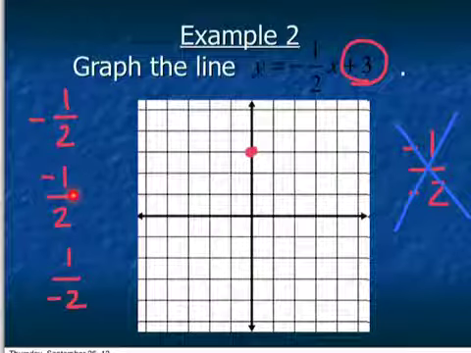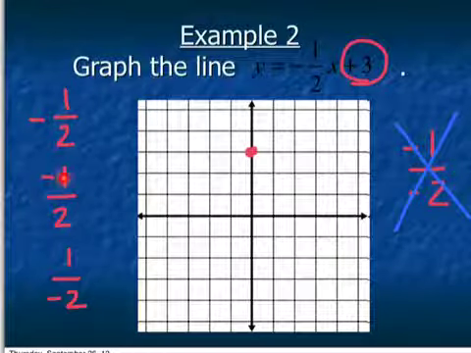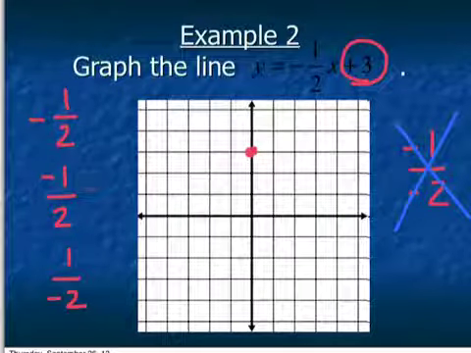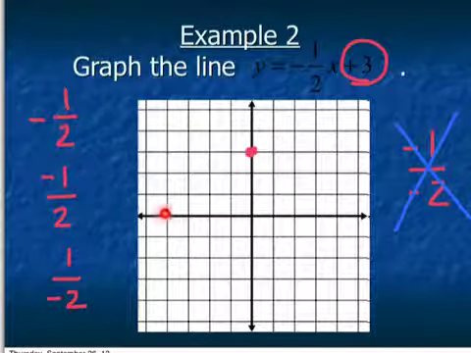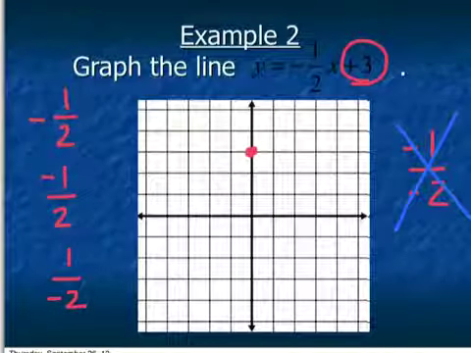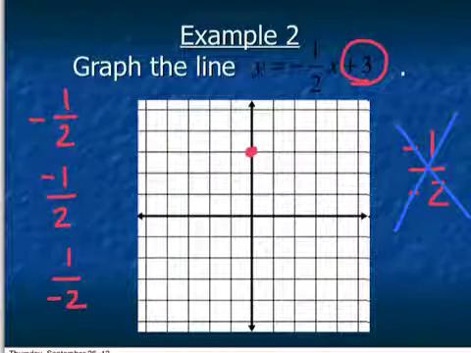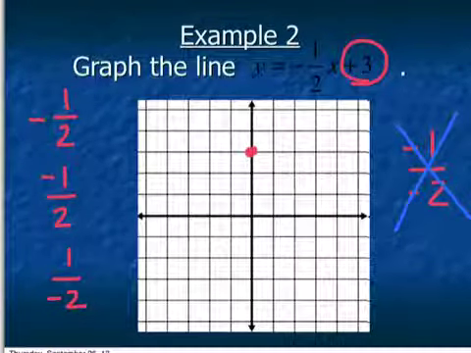So let's say I was going with this. This would mean that I'm going down 1, okay, because that top number is down, and then running 2 to the right. So from here, I would go down 1 and 2 to the right and put my dot right there.